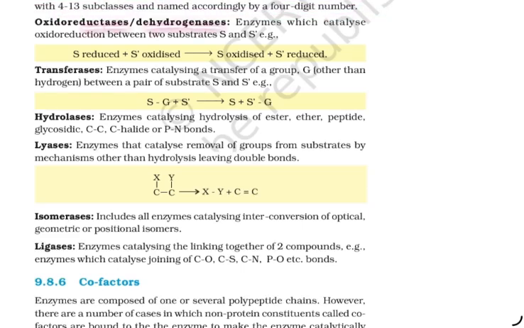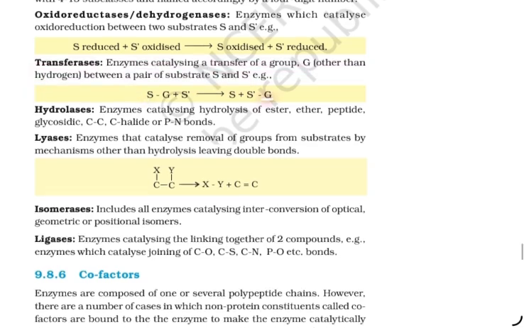Oxidoreductases and dehydrogenases are enzymes that catalyze oxidation-reduction reactions between two substrates, where one substrate is oxidized and the other is reduced. Transferases are enzymes that catalyze the transfer of a group G other than hydrogen between a pair of substrates: A–G plus B gives A plus B–G.